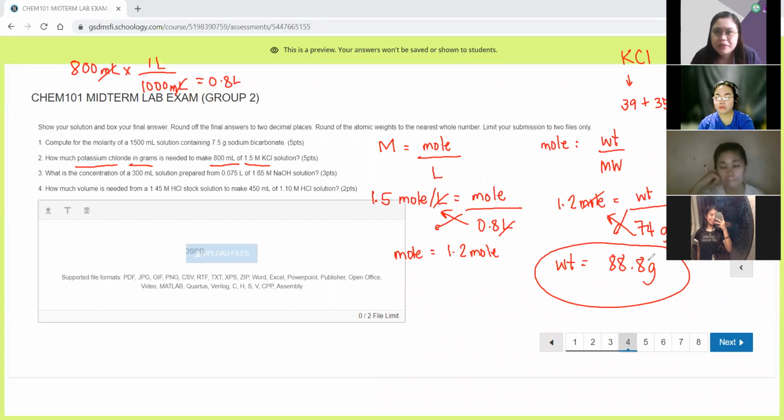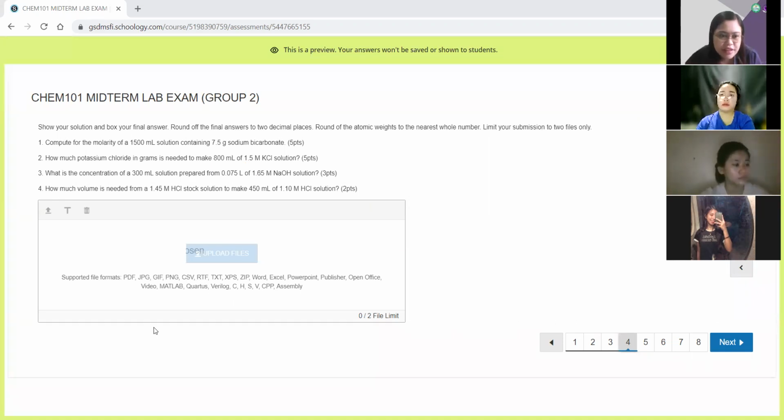Wala? Makita niyo ba yung scores niyo, no? I hope you can see the scores na nilagay ko dyan. Kasi I checked that yesterday. Yung submission niyo for the file upload.